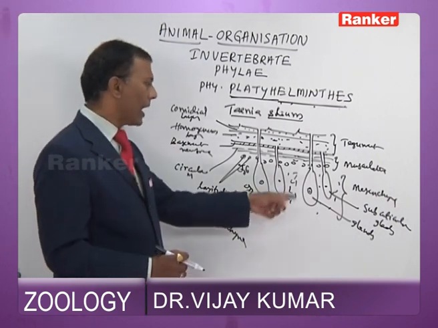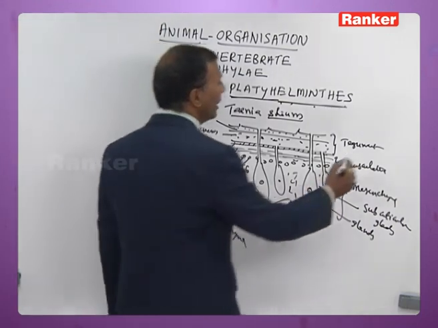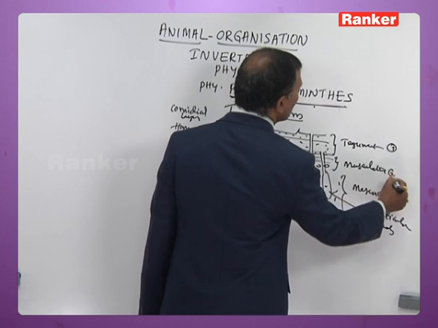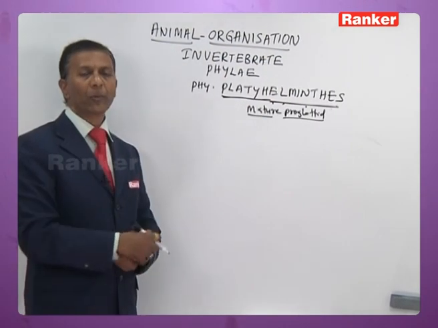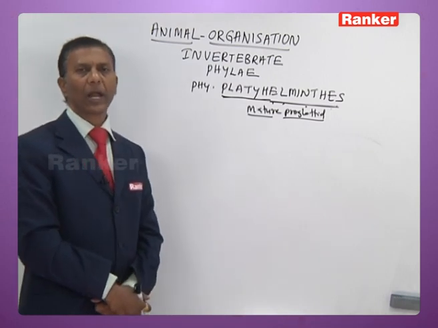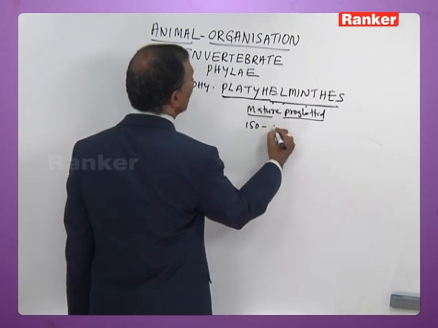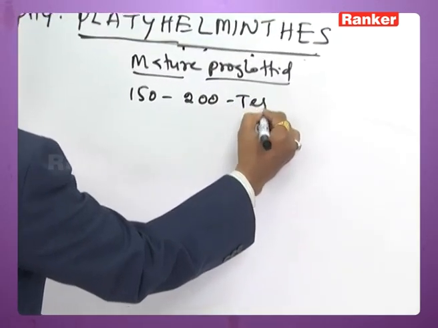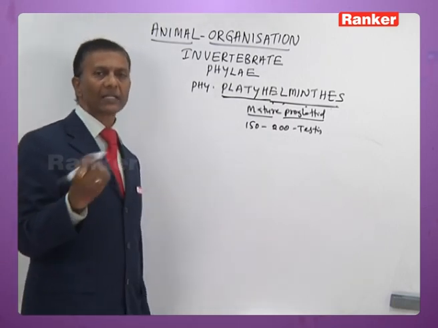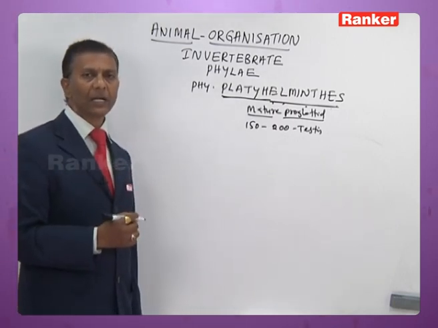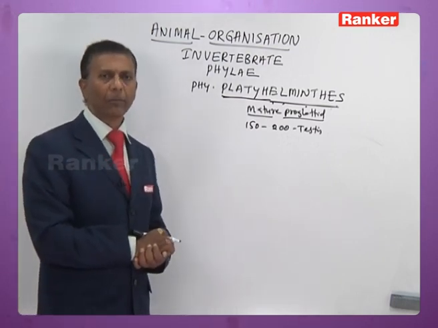The parenchyma along with the glands can be called mesenchyme. The body wall consists of number 1, tegument, number 2, musculature, number 3, mesenchyme. Then the mature proglottid, if you look into its structure, has about 150 to 200 testes. They are present with vasa efferentia. All vasa efferentia unite to form the vas deferens. That vas deferens opens outside through the genital atrium, through the male genital pore.